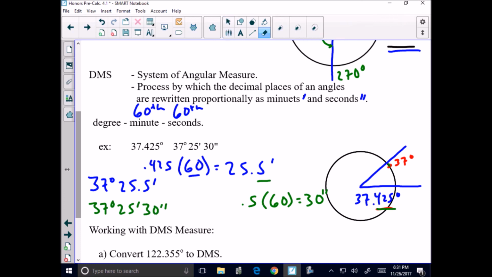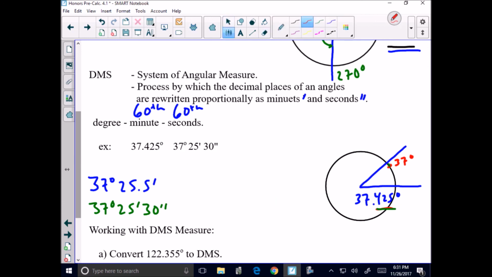Now right here, if we wanted to go in reverse, we would take first our seconds, convert that back to minutes, and then take the minutes and convert that back to degrees. And the way we would do this is we would first go ahead and take our 30 seconds and divide by 60 to get the decimal for minutes. So right here, 30 divided by 60 is 0.5. So we're saying our 30 seconds is half a minute, right?